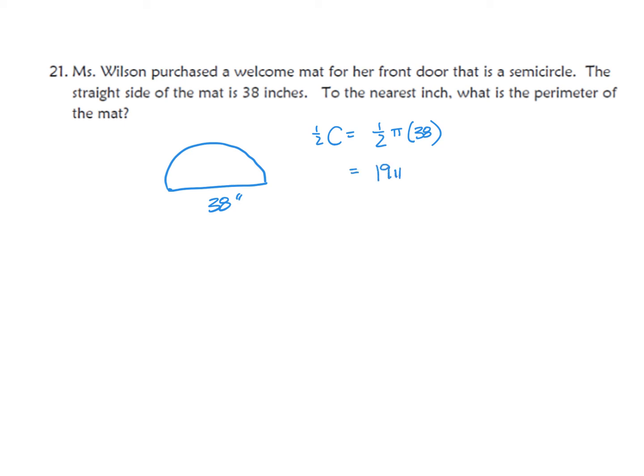All right, so that's 19 pi. Now I still need to add in 38 inches. So this is what I want to type into my calculator. So I have 19 times pi and then I need to add 38 to that, and I get 97.690. It says round to the nearest inch, so that would be 98 inches.